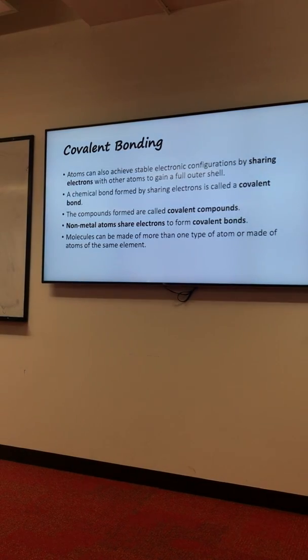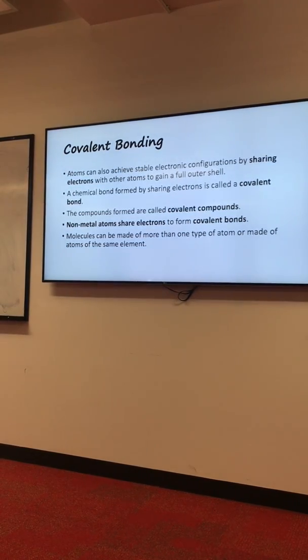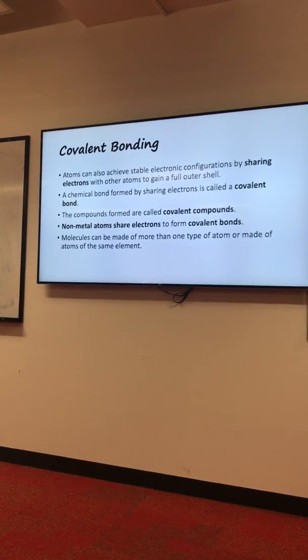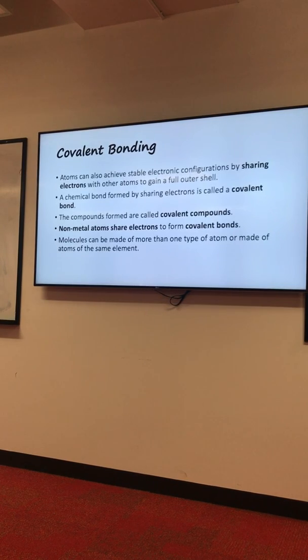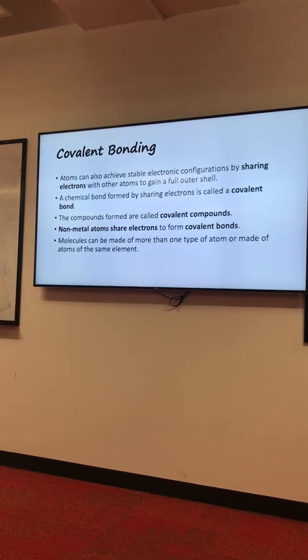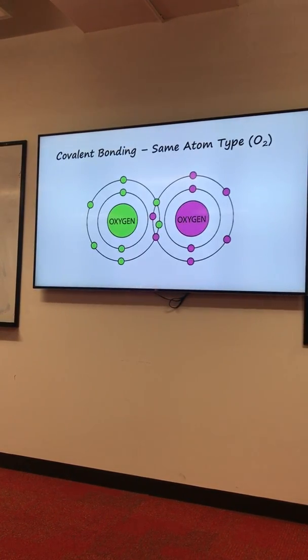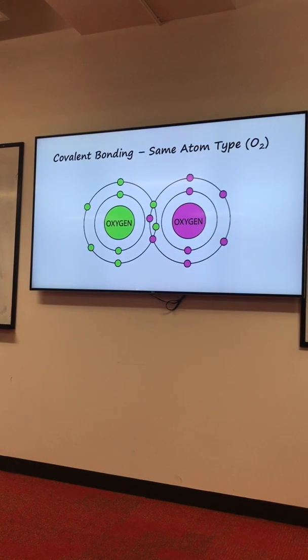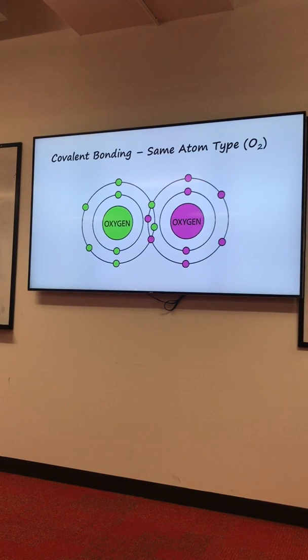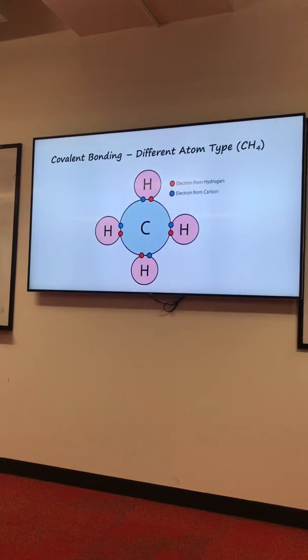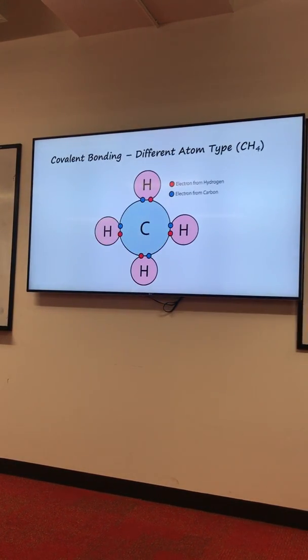So as we said before, covalent bonding is about sharing. Again, our aim is to achieve a full outer shell, and covalent bonding occurs between non-metals and non-metals. We can get covalent bonding between the same type of atom. So here we've got covalent bonding between 2 oxygen atoms, so they're the same type. And we can also get covalent bonding between atoms of different types.